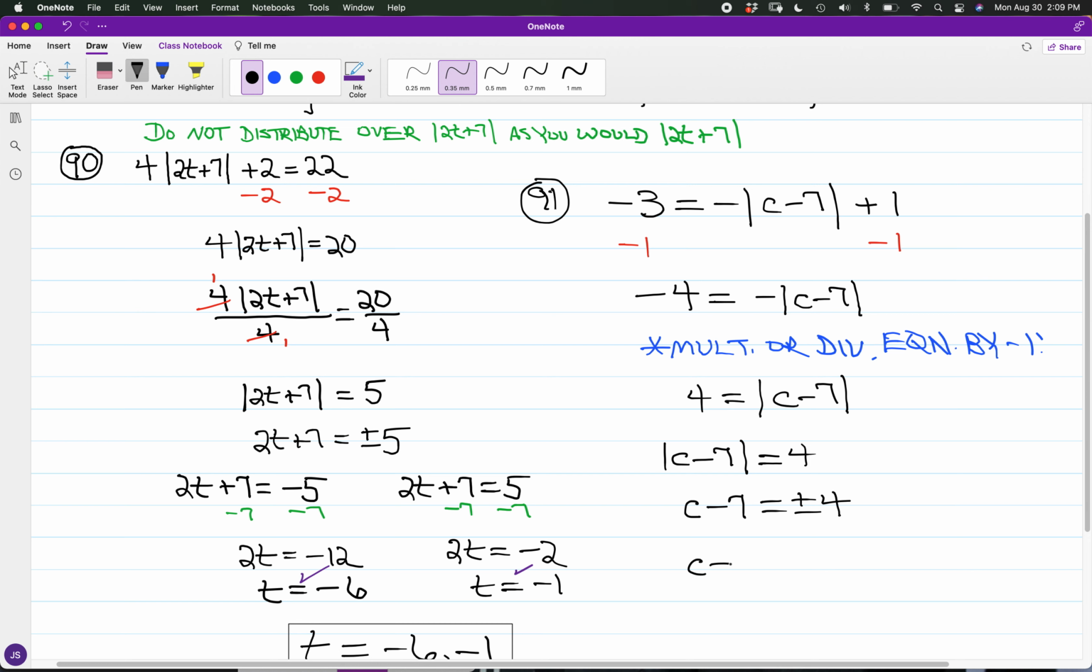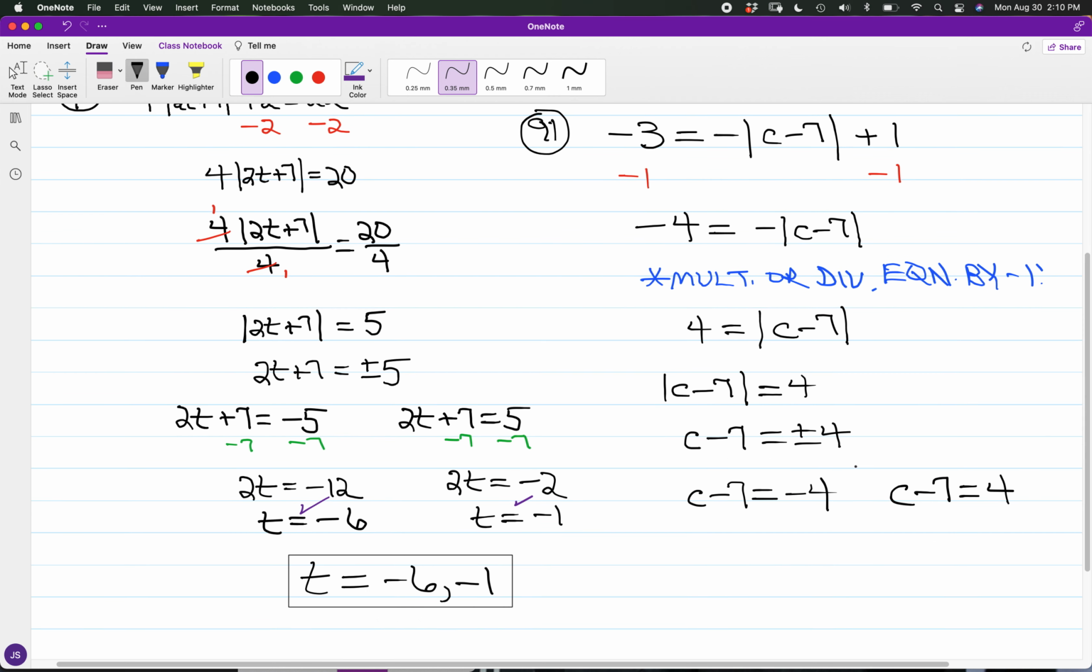And setting up the equations, at the lower end c minus 7 could be negative 4, and at the upper end c minus 7 could be equal to 4. Looking at isolating c, we add 7 throughout. So for c minus 7 equal to negative 4, we have c equal to negative 4 plus 7, which is equal to 3. And for c minus 7 equal to 4, adding 7, we have that c is equal to 11.